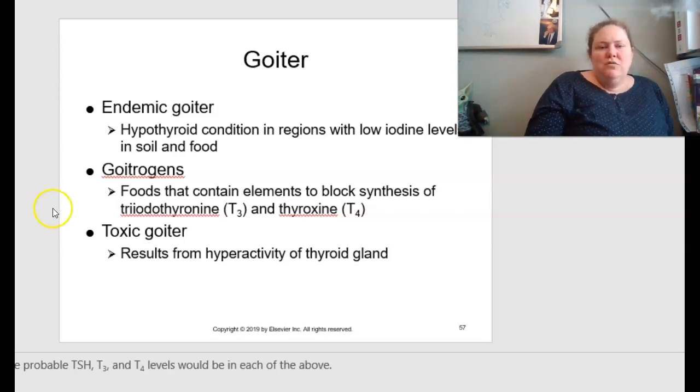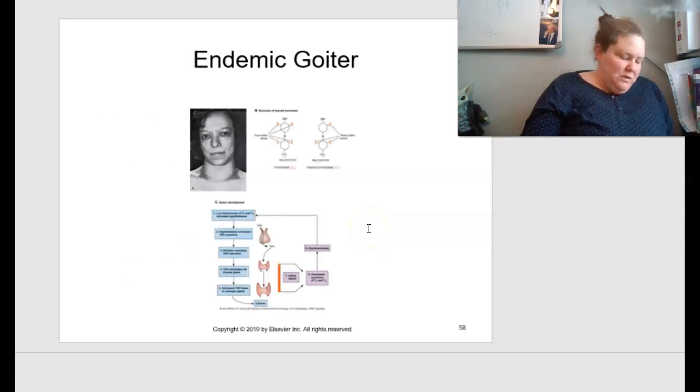We also can have goiterogens, and these would be foods that contain elements that block the synthesis of the T3 and the T4 hormones. You can also have a toxic goiter, and this results from the hyperactivity or overactivity of the thyroid gland. And so this is figure 16.14, and this is where we have an endemic goiter and hypothyroidism.